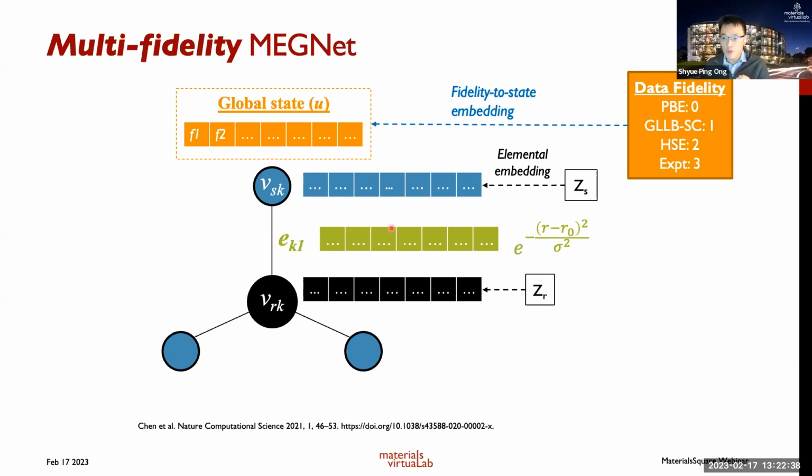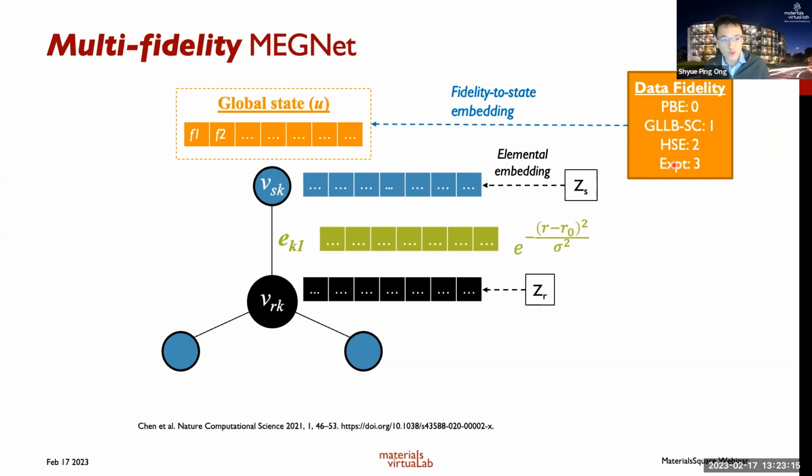And the difference between this and other kinds of transfer learning models is that we no longer do a two-step training. It's not that we fit one model and then port the model over and try to retrain it. Rather, what we are able to do now is take all the data, the very, very large PBE data together with the smaller HSE data and experimental data, and build one single model that can predict the bandgap for any fidelity for any material.